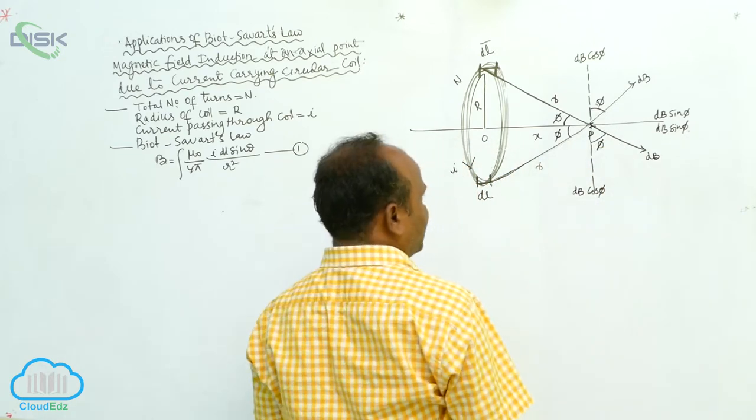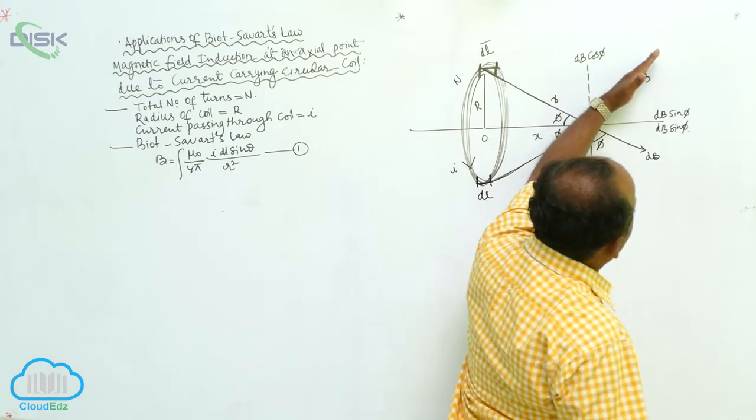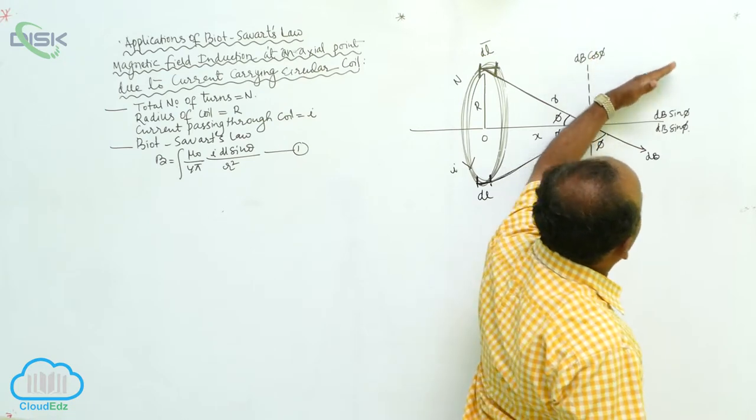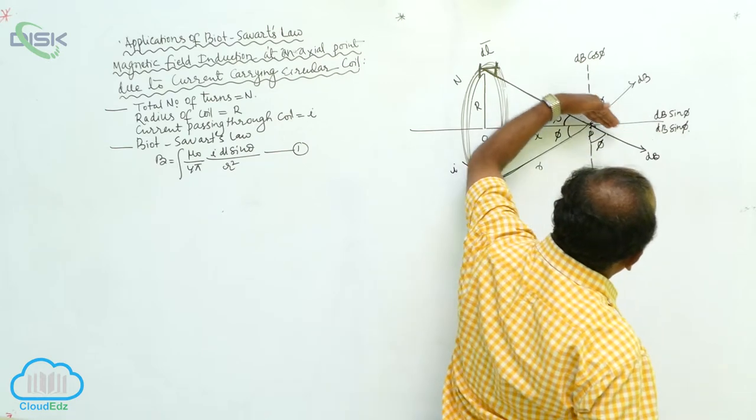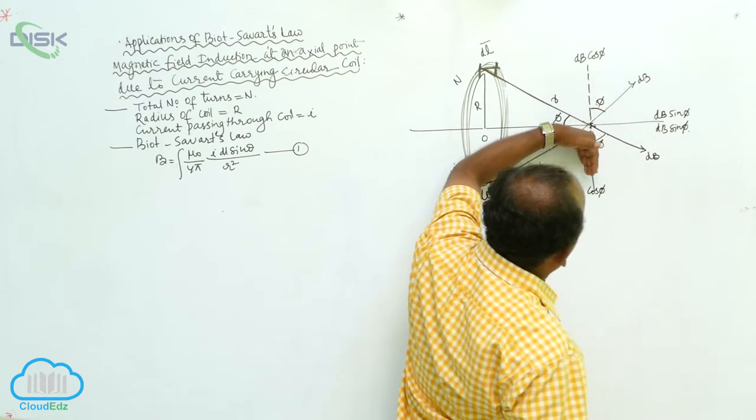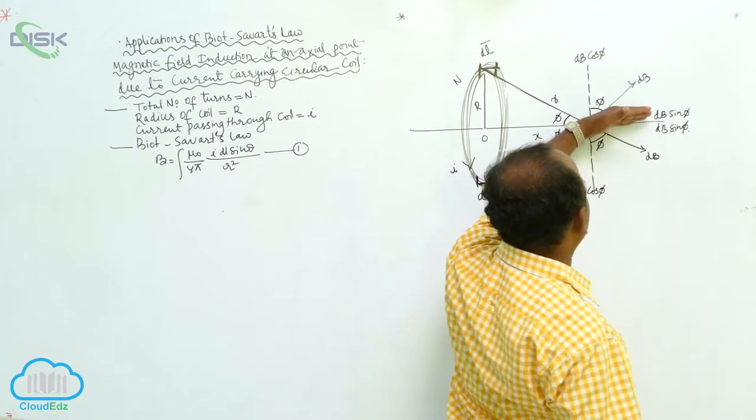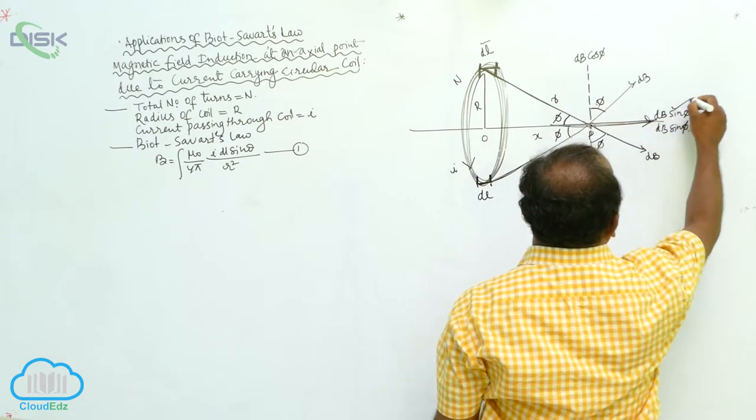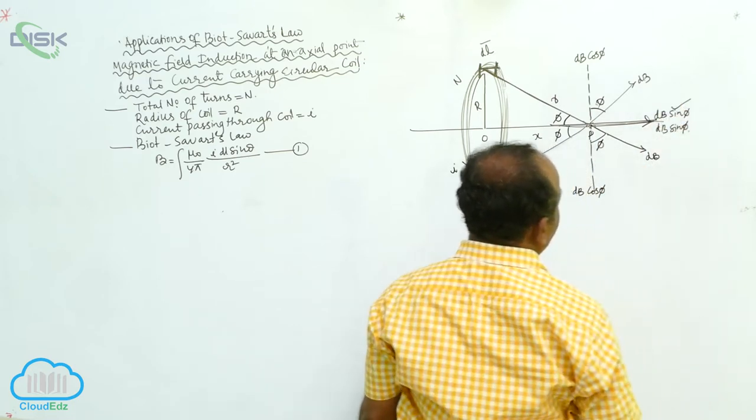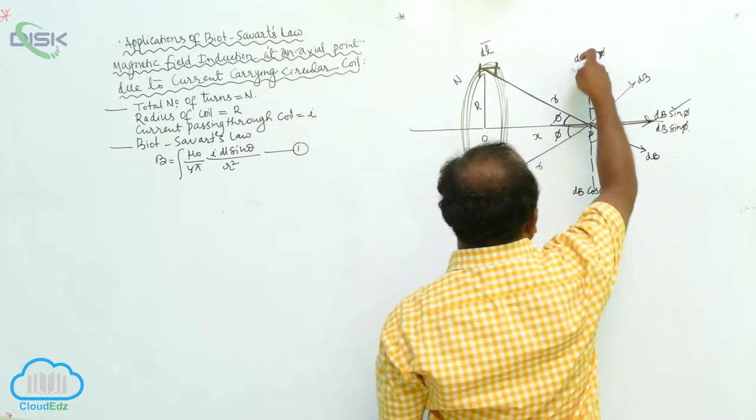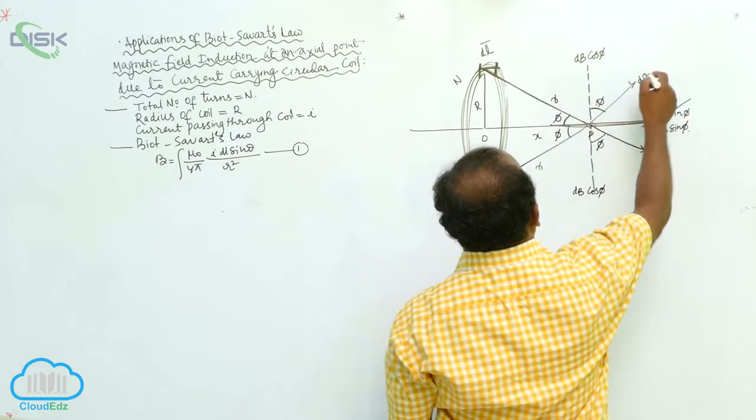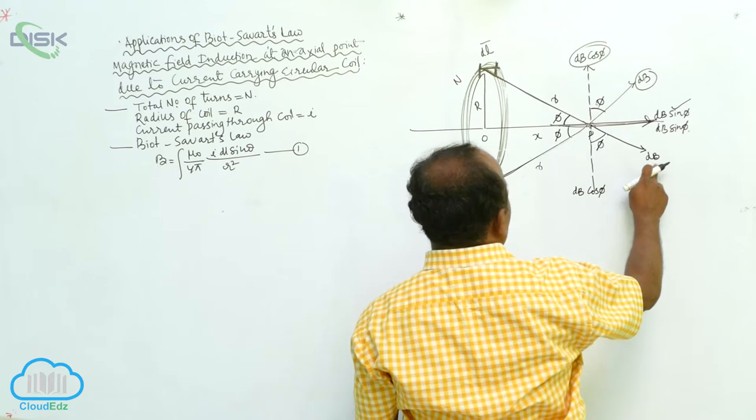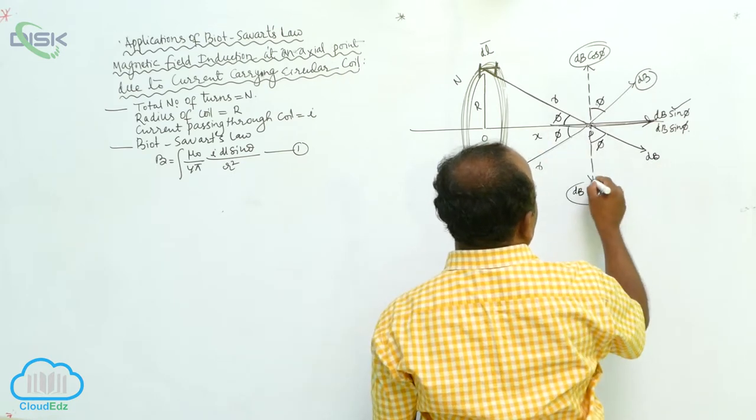Now this is the dB, right? The dB is resolved into two components, dB cos phi and dB sin phi. The other dB is also resolved into two components, dB cos phi and dB sin phi. Along the axial line, the component is dB sin phi. Perpendicular to the axial line, the component of dB is dB cos phi.